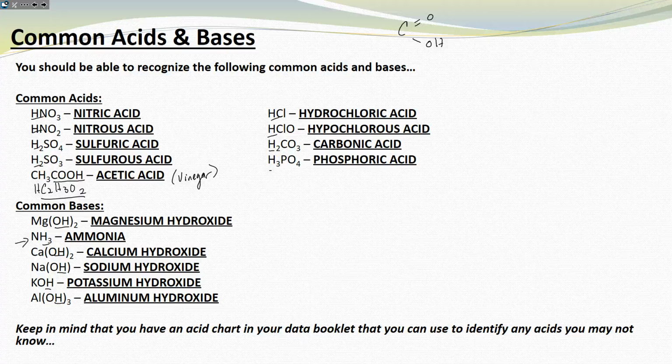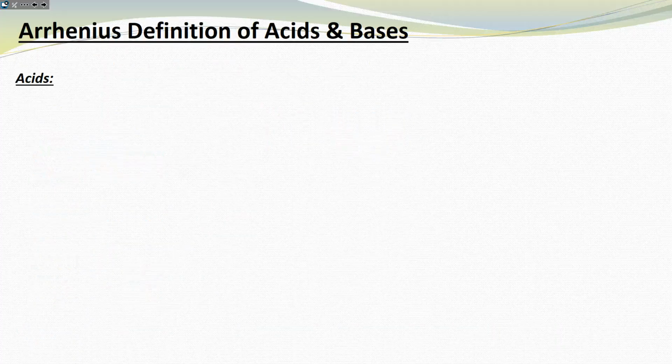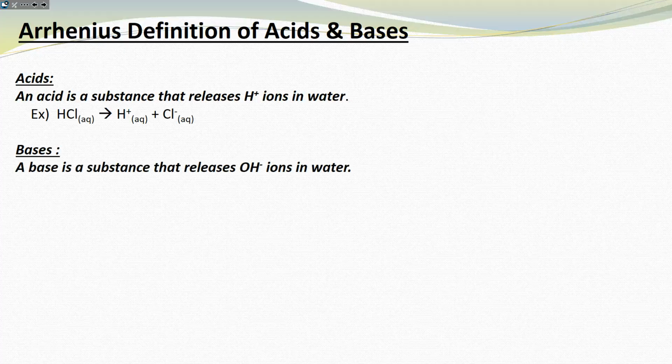But actually, ammonia does a weird thing when it goes into water, and it makes OH ions. So it's actually a base. It acts more like a base. Now, we'll get more into the properties and the reactions of the acids and bases when we get to that actual unit. But for right now, these are just some common acids and bases that we should be aware of.